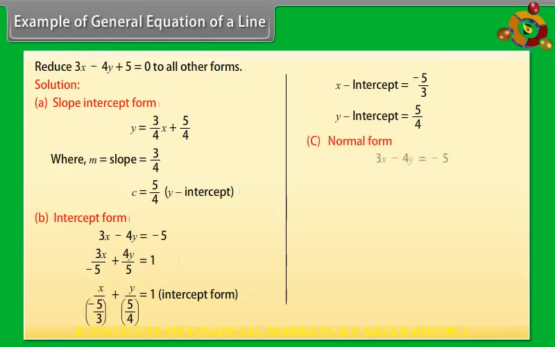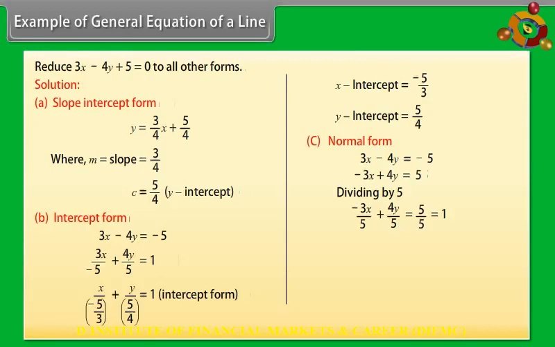Normal form. 3x - 4y = -5. Multiplying by -1, -3x + 4y = 5. Dividing by 5, -3x/5 + 4y/5 = 5/5 = 1. This is x cos alpha + y sin alpha = p, with p greater than 0, where cos alpha = -3/5, sin alpha = 4/5, and p = 1.